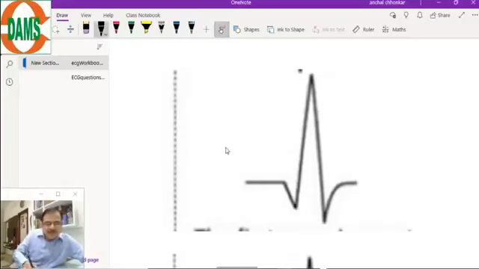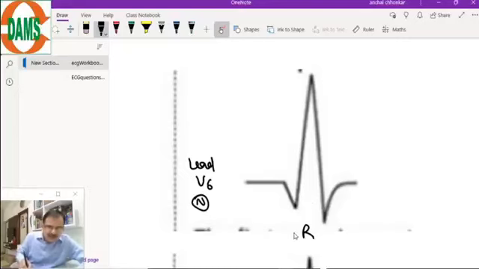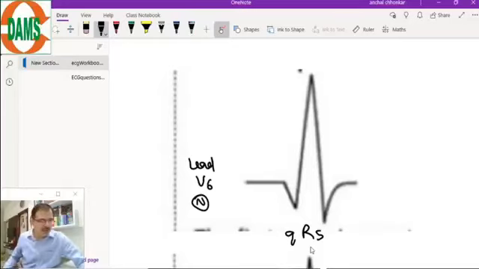Now next example. This was the wave in lead V6, normal. Yes, the first wave is a positive wave, R wave, capital R. Before that, small q. After that, small s. Small q, capital R, and small s wave.